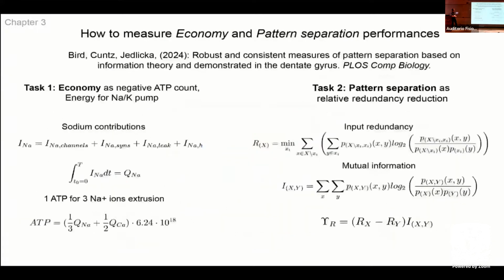So what we did was to include this information-theoretical term, which is the mutual information, which basically says if you have the input, how much do you know about the output, or vice versa. It's a symmetric measure. And this is then multiplied with the so-called relative redundancy. This is the redundancy compared between input and output. And this looks inside the input pattern or the output pattern to see if there is high or low mutual information between parts of the pattern. This is then our measure for pattern separation.